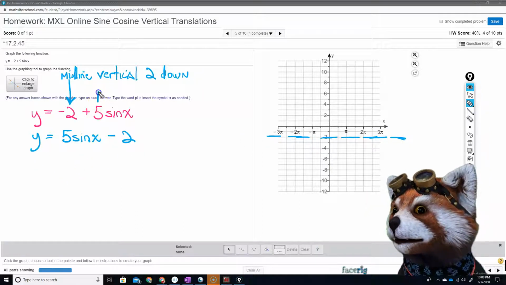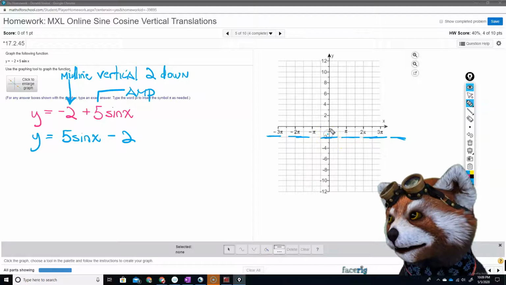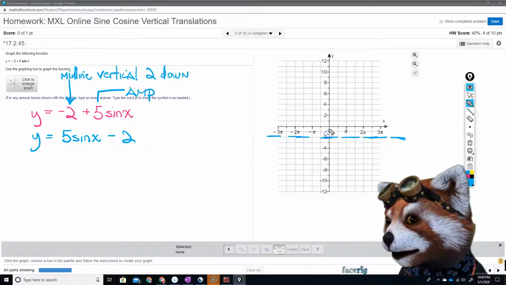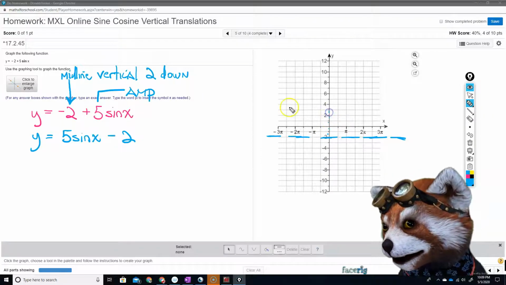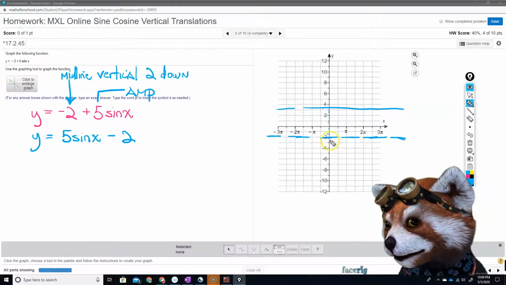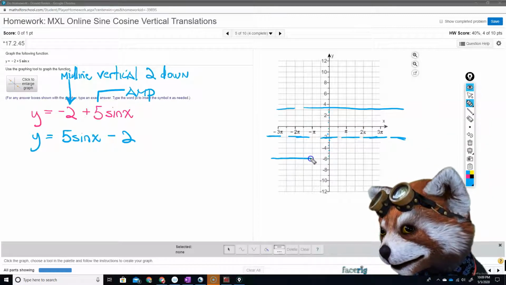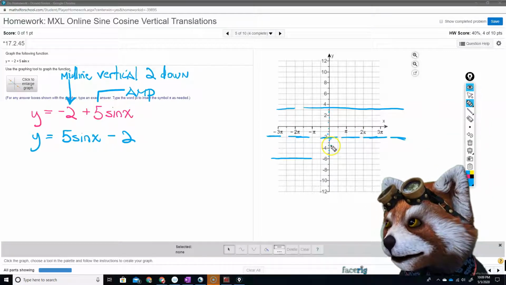Okay, the 5 gives us our amplitude. So our graph is going to go 5 boxes above it. 1, 2, 3, 4, 5. 5 boxes below. 1, 2, 3, 4, 5.